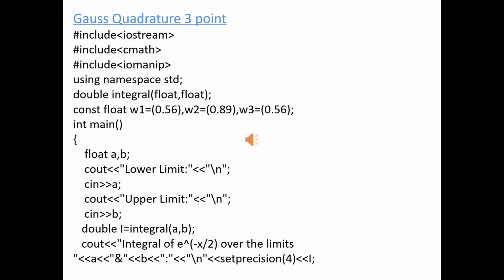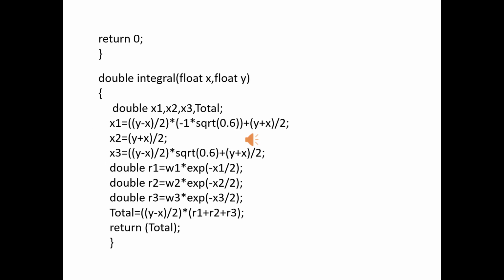In this line we are calling the user defined function integral having two parameters a, b, which are of float type, and these values are passed to the integral function. The values of a and b are passed to the arguments x and y. In the integral function, first of all we are declaring the double variables x1, x2, x3 and total. And the next step we are finding the values of x1, x2, x3.